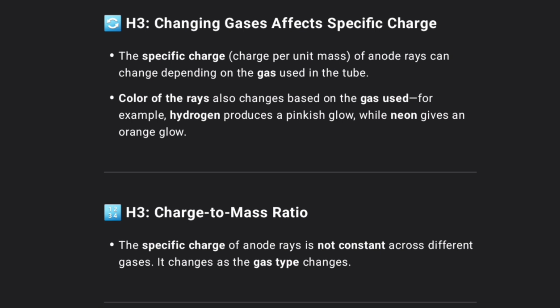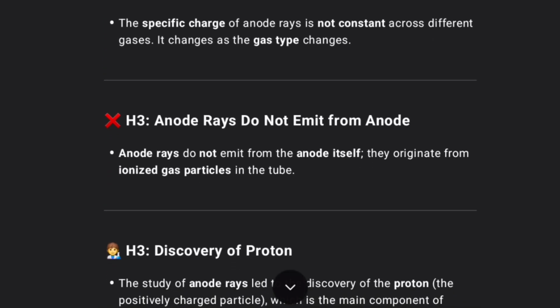Charge to mass ratio. The specific charge of anode rays is not constant across different gases. It changes as the gas type changes. Anode rays do not emit from the anode itself. They originate from ionized gas particles in the tube.